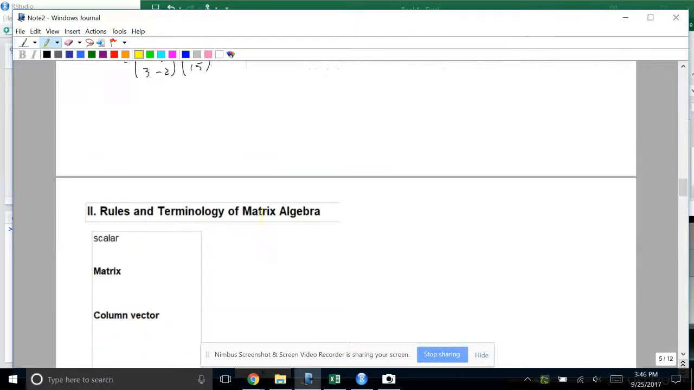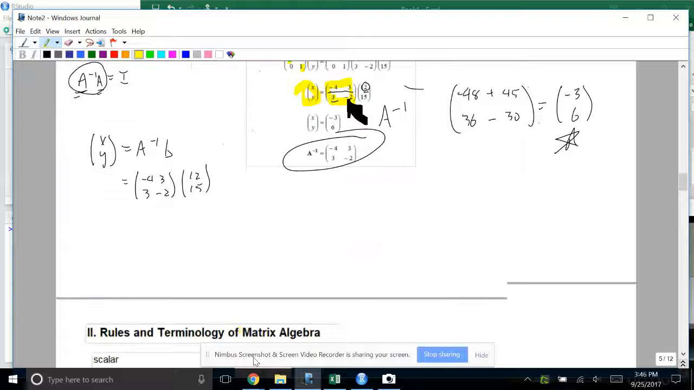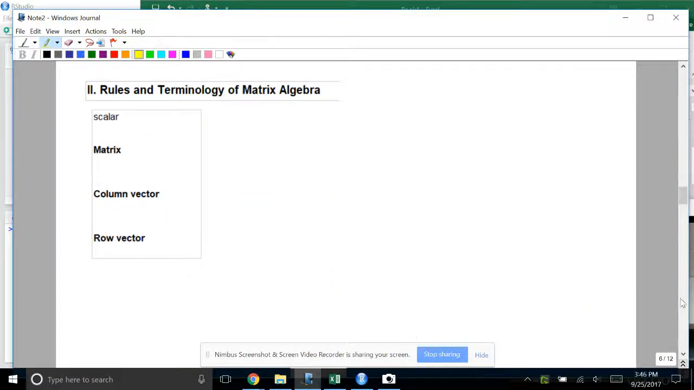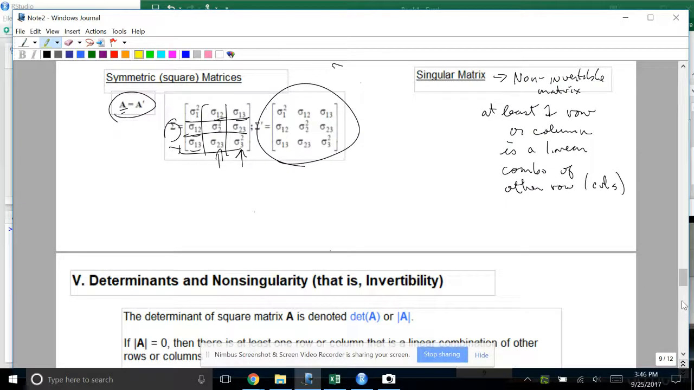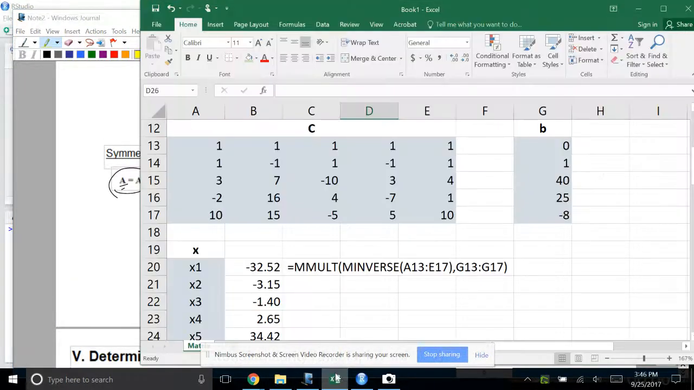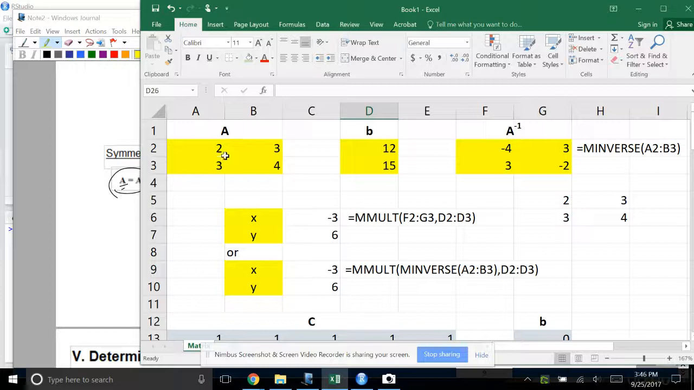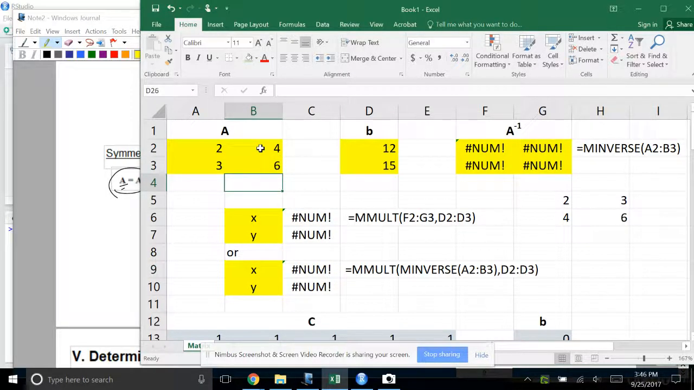All right, so let's see what we have here. Let's go to Excel and back up to here. So let's say we have the first row is 2 and 4, and the second row is 3 and 6. Before I hit enter, what we're going to see is the second column is twice the first column. That's certainly a linear combination. And what happens? Hey, the A inverse no longer exists, and we have no answer.